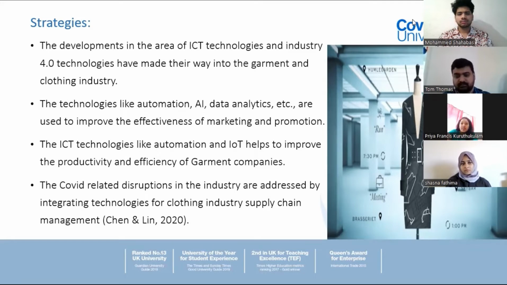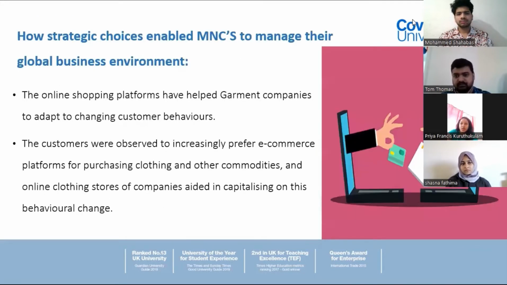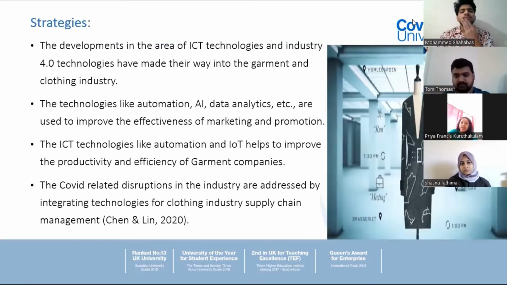And the last strategy is integration of ICT technology. Technologies like automation, AI, data analytics, etc. are used to improve the promotion. ICT technologies help to improve the productivity and efficiency of government companies. The COVID-related disruptions are addressed by integrating technology for supply chain management. And these are the major strategies adopted for overcoming the challenges.